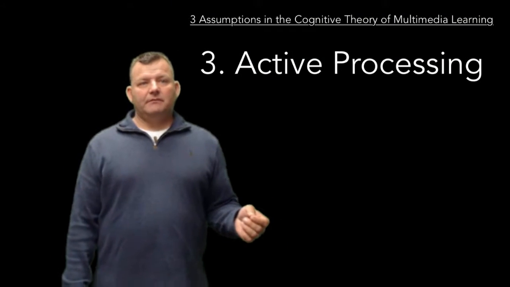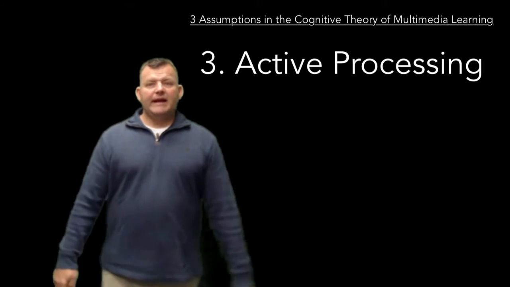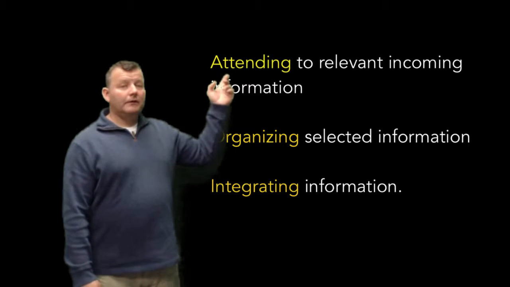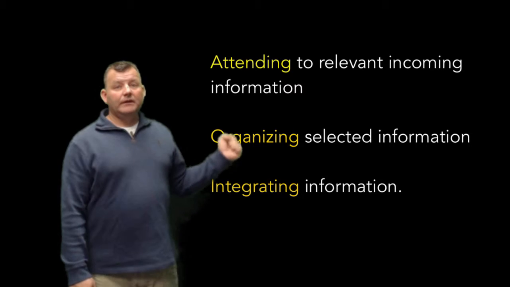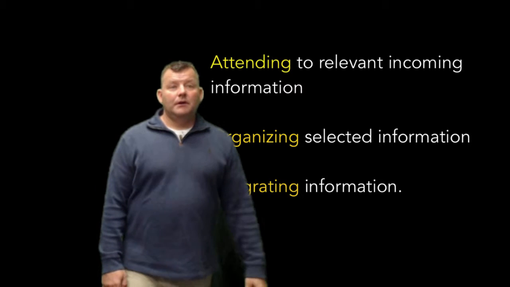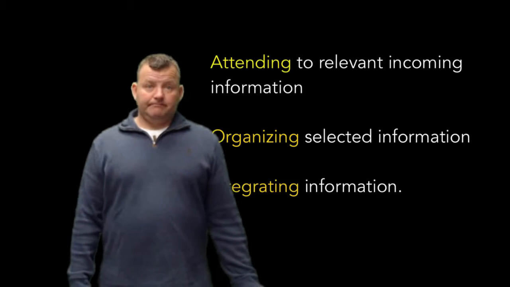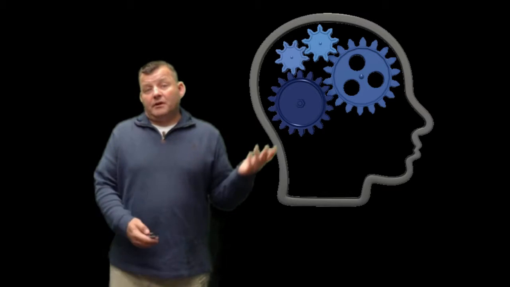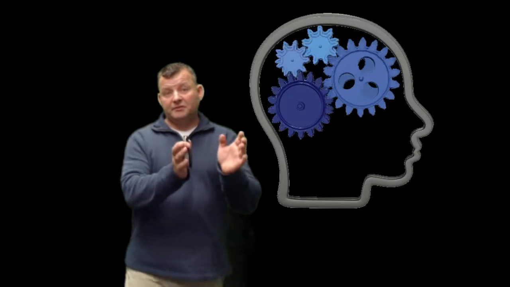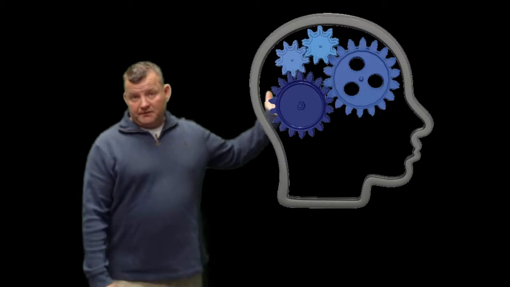Okay, and then active processing. That's the third assumption. Active processing deals with three things: attending to relevant information, organizing selected information, and integrating information. Okay, those three things are what goes into your active processing. We just saw something similar with germane load. Germane load is where you're learning, where information is going from your working memory into your long-term memory. And this active processing is the same principle.